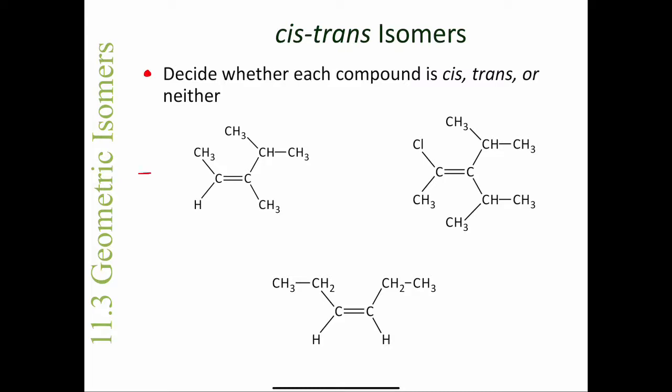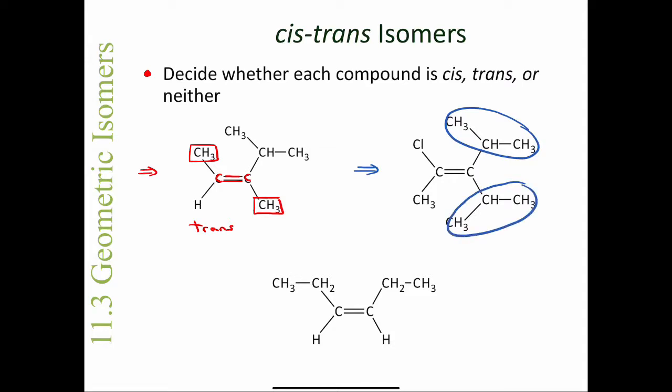If we take a look at the first one right here, you can see that I have a carbon-carbon double bond and that I have two methyl groups, one on each of the carbons. So the criteria is met that I have two groups that are identical on each of the carbons and they're on opposite sides of that double bond. Therefore, this would be a trans double bond. Looking at the example on the right over here, you can see that this is neither cis or trans because I have two groups, two isopropyl groups that are the same on one of the carbons involved in the double bond. So we'll put neither for this one.